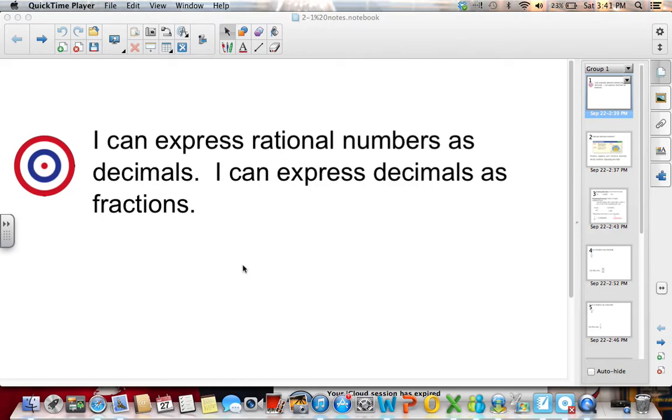Hi, 7th graders. We are on lesson 2-1, expressing rational numbers as decimals and decimals as fractions.